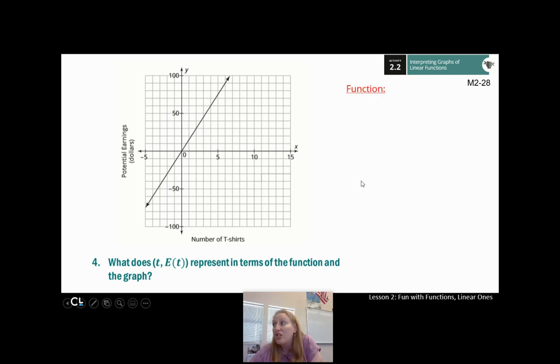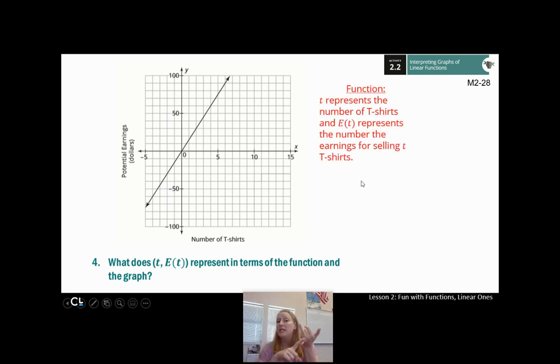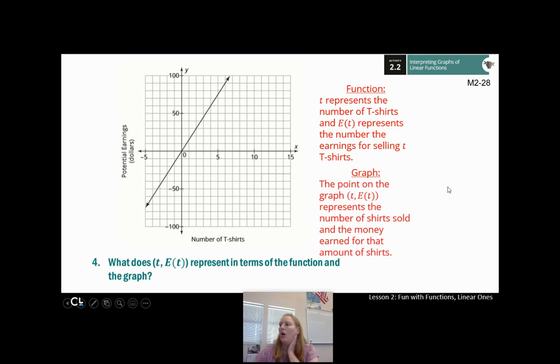So for my function, I was like, okay, well, t is the number of t-shirts, and e of t is the amount of earnings, or the dollar earnings, the potential earnings for selling t-shirts. As far as a graph goes, because that is a point, right? Like I could pick a point on the graph and my t would be my x-axis and my e of t would be my y-axis. So I just said that it represents the number of t-shirts sold and the money earned for that amount of shirts.